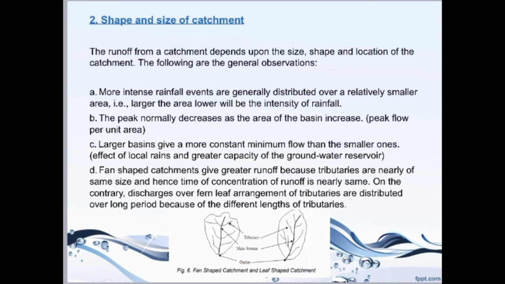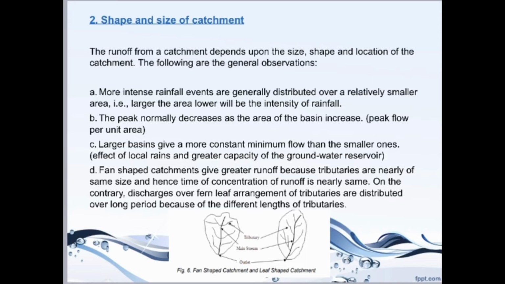Shape and size of catchment. The runoff from a catchment depends upon the size, shape, and location of the catchment. The following are the general observations. First, more intense rainfall events are generally distributed over a relatively smaller area. The larger the area, the lower will be the intensity of rainfall. Next, the peak normally decreases as the area of the basin increases. C. Larger basins give a more constant minimum flow than smaller ones.